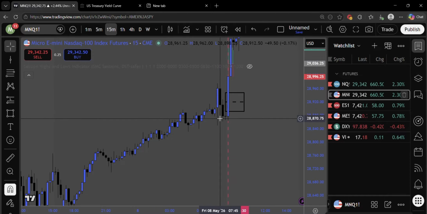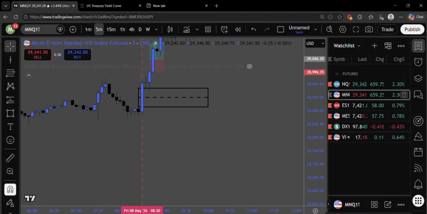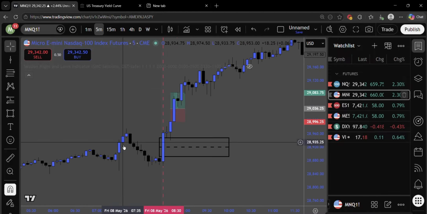Actually, we did. Broke structure right here to the down. Wait, did we? No, we never closed. So yeah, we never even broke structure on the downside. We kind of just had a couple down candles, but we broke structure on the 5 minute, as well as inversing this bullish, basically just this big bearish reversal zone.